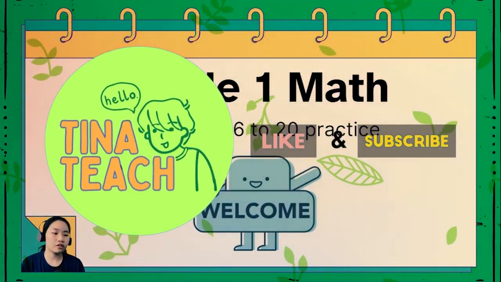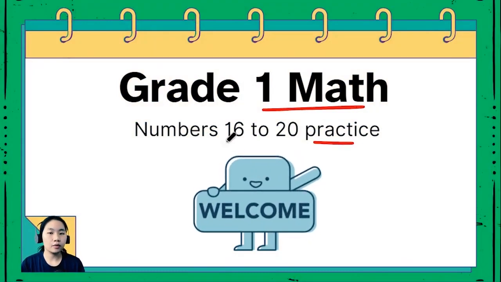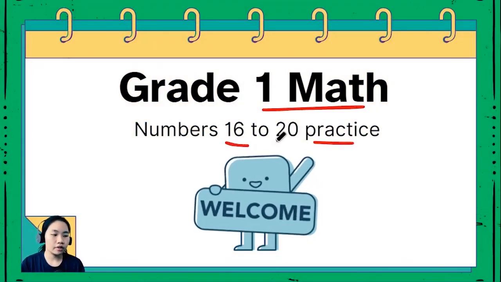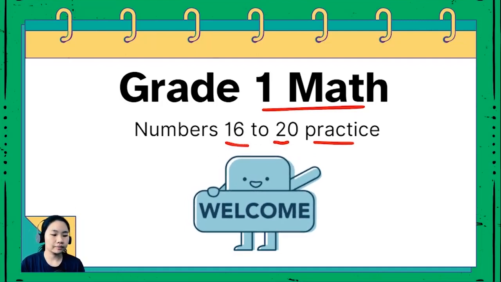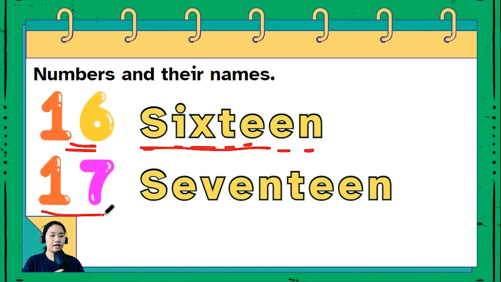Hello everyone, welcome back to Tinateach Grade 1 Math. Today we'll be practicing the lesson that we've learned previously, numbers from 16 to 20. First, let's do a little bit of a review. 16. 16 is spelled S-I-X-T-E-E-N. 16. 17. 17. It is spelled S-E-V-E-N-T-E-E-N.